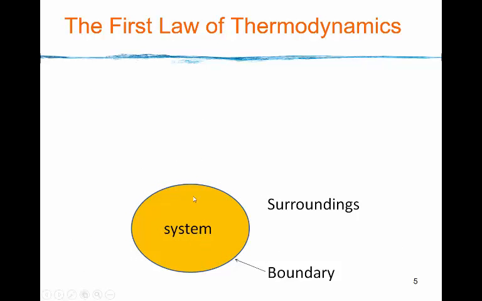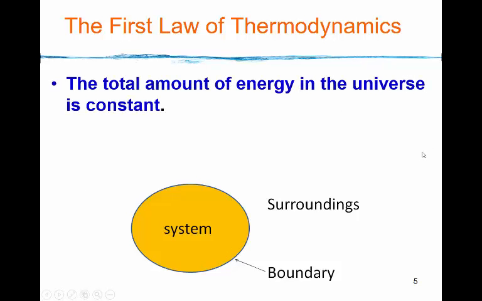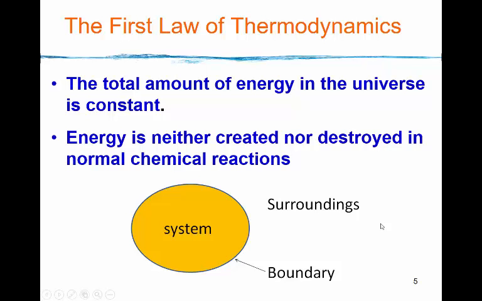So here's your system that we're looking at, and here's your surroundings, and these are based on the first law of thermodynamics. The total amount of energy in the universe must remain constant. So if I pull energy into this system, then eventually it'll have to come out of that system. Energy is never created or destroyed in a normal chemical reaction, and so that's again that first law of thermodynamics.